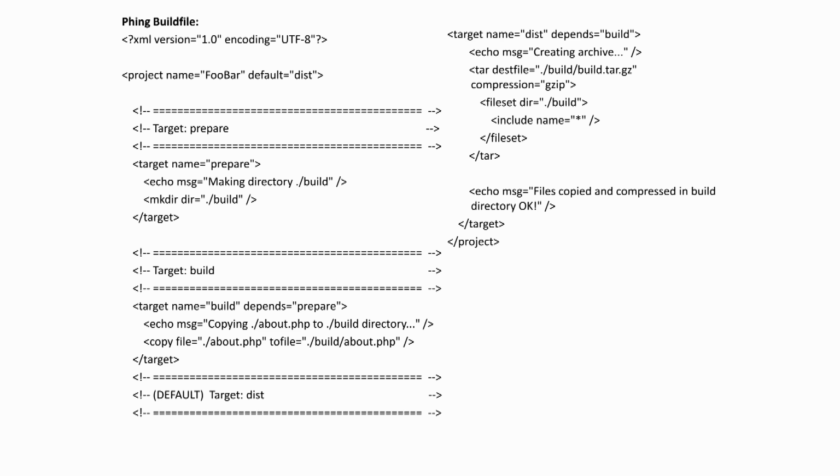So what does a build file look like? This is a Phing build file. It's very simple. Yeah, that's pretty readable. I'm never quite sure. Sometimes it looks a little too light or too small.